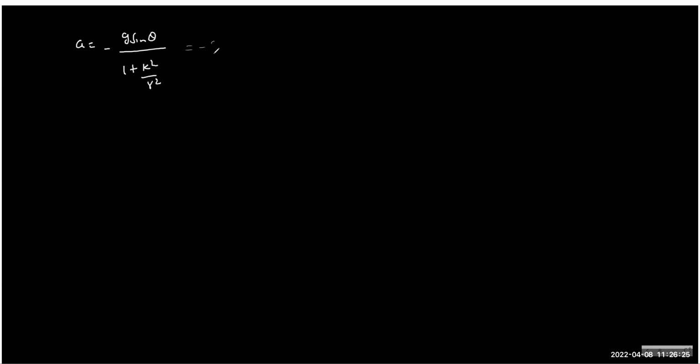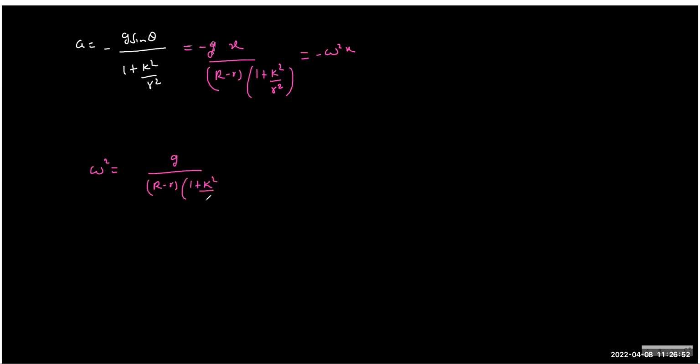And therefore, this we can rewrite as minus g x upon (R minus r) into 1 plus k square by r square. And if you compare with minus omega square x, the omega square turns out to be g upon (R minus r) into (1 plus k square by r square), and time period becomes 2 pi under root of that. It is clear? Yes, sir.